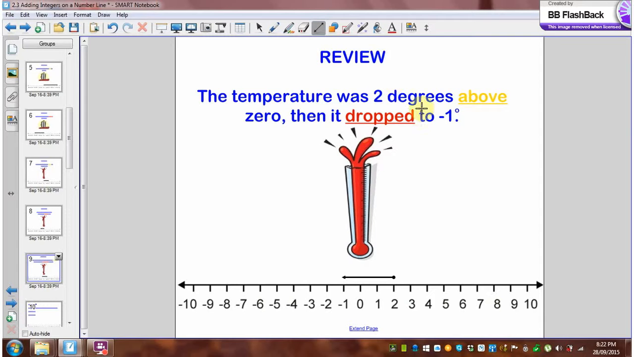Okay, so this is a little bit new. We didn't start at 0. The question told us to start at 2. So it was 2 degrees above 0, or +2. And then it dropped down to -1. So that's how you would represent that one.